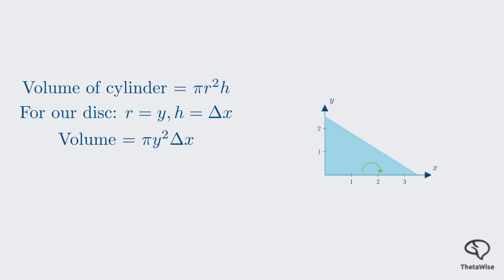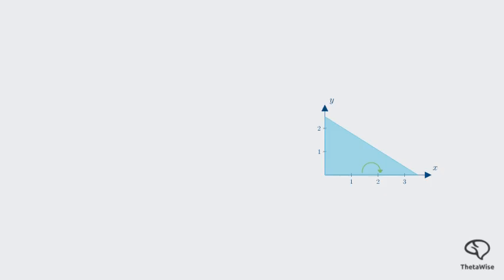To find the total volume of the cone, we need to add up the volumes of all the infinite disks from x equals 0 to x equals a. We do this by taking the definite integral of our disk volume formula.